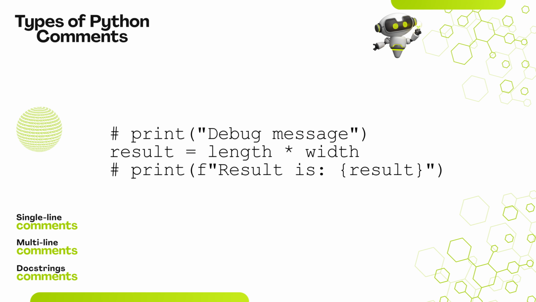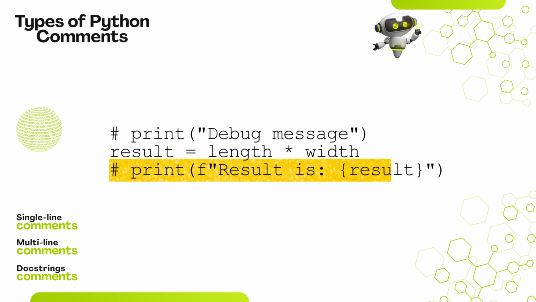Comments are also used for temporarily disabling code during debugging. On the first line, we have a hash symbol followed by a print statement. Because of that hash, this print statement will not execute. It's been commented out. This is useful when you are debugging and want to temporarily disable some code without deleting it. The second line is active code with no comment symbol, so Python will execute this line normally, multiplying length by width and storing the result.